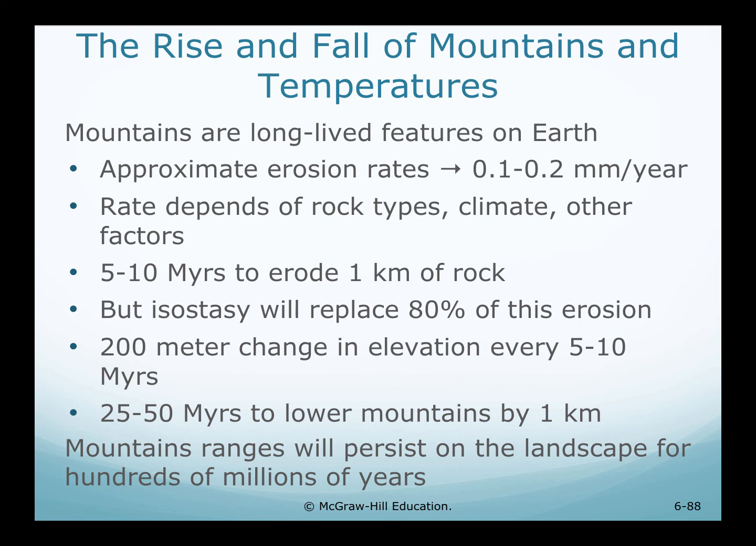A 200-meter change in elevation occurs every 5 to 10 million years. It takes between 25 and 50 million years to lower a mountain by 1 kilometer. Mountain ranges will persist on the landscape for hundreds of millions of years.